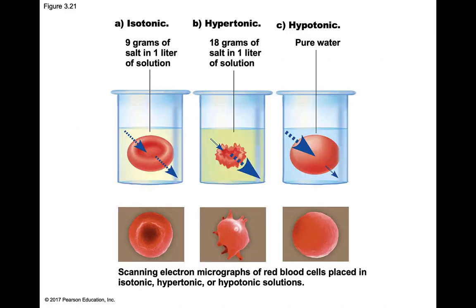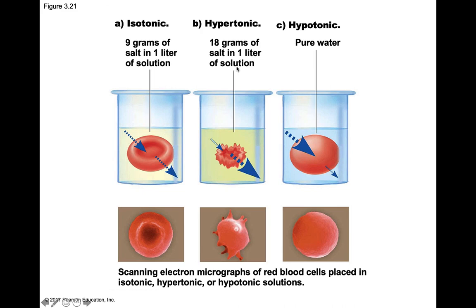So now, panel A is showing isotonic. We've got 9 grams of salt in 1 liter, and that happens to be the same solute concentration inside of a red blood cell. So there's going to be no net movement of water, and that cell is going to stay the same size.